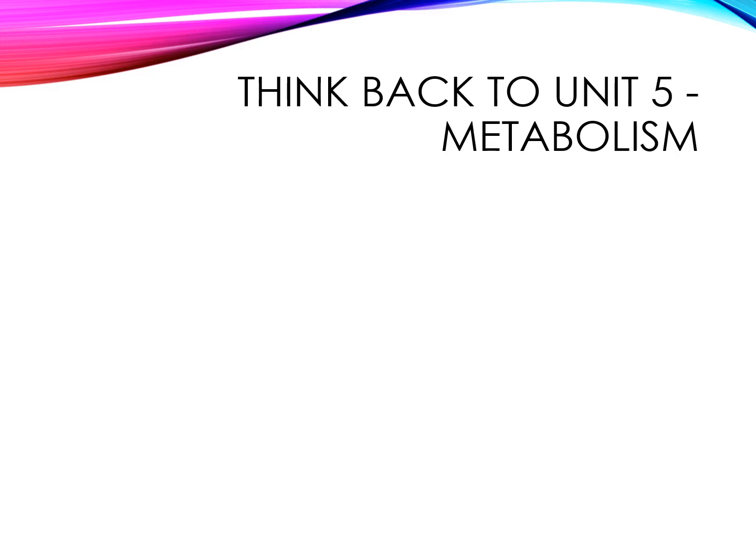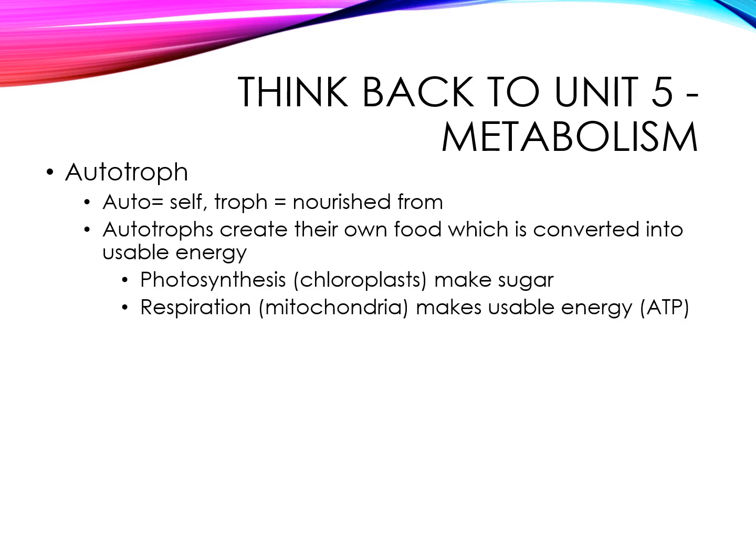In Unit 5, we went over metabolism, so things like photosynthesis and respiration. When we're talking about photosynthesis, I hope the term autotroph rings bells, right? Auto meaning self and troph meaning nourished from, so things like plants, some bacteria, the things that can produce their own energy. Autotrophs create their own food, which is then converted into usable energy. Plants, for example, use photosynthesis. They use their little organelles called chloroplasts to make sugar.